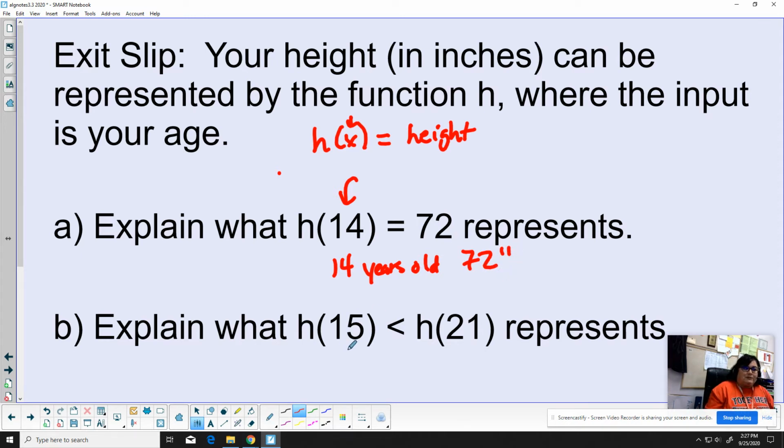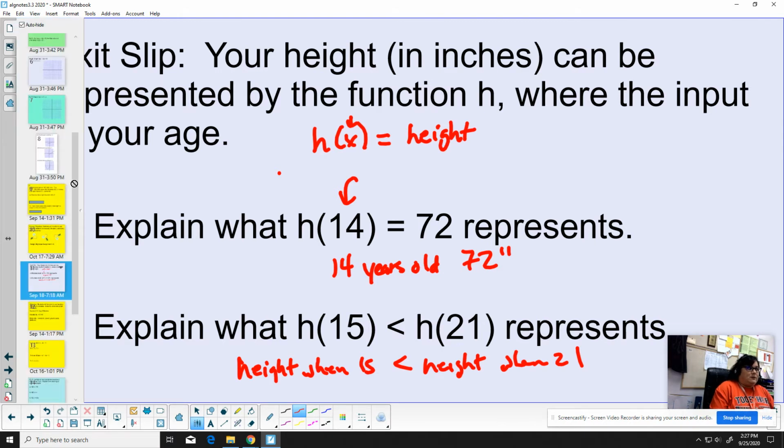Okay, and here it says you're taller when you're 21 than you are when you're 15. It doesn't say how tall we are. It just says your height when you're 15 is less than your height when you're 21. So if you got those, you understand. And if you don't, there's more in the book to practice when we do our assignment.